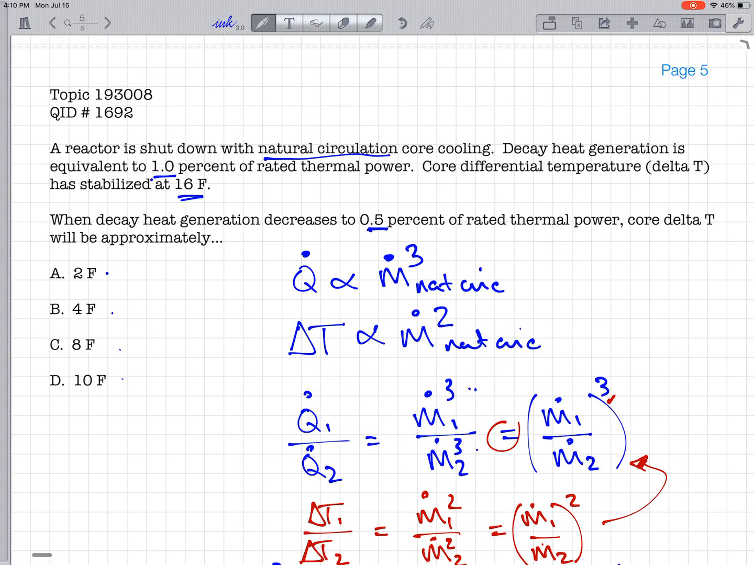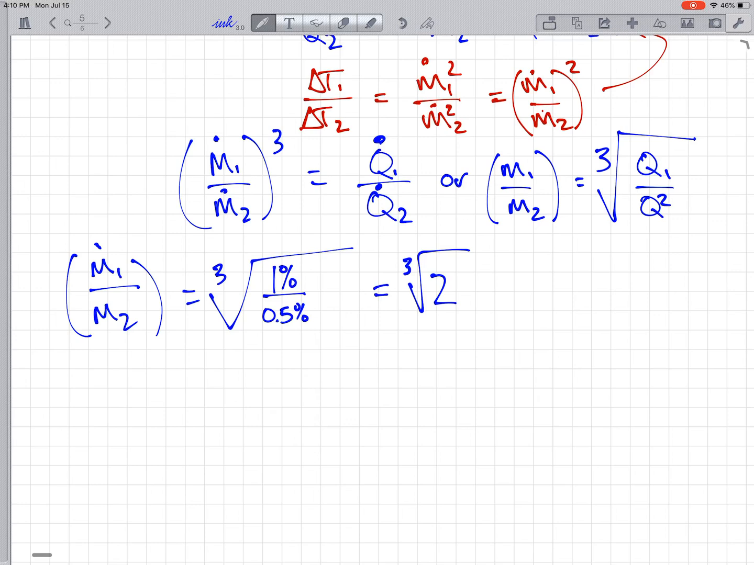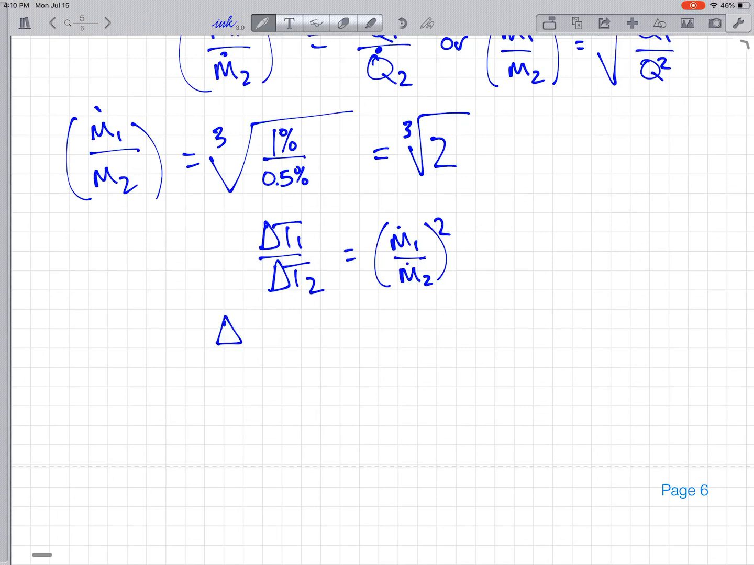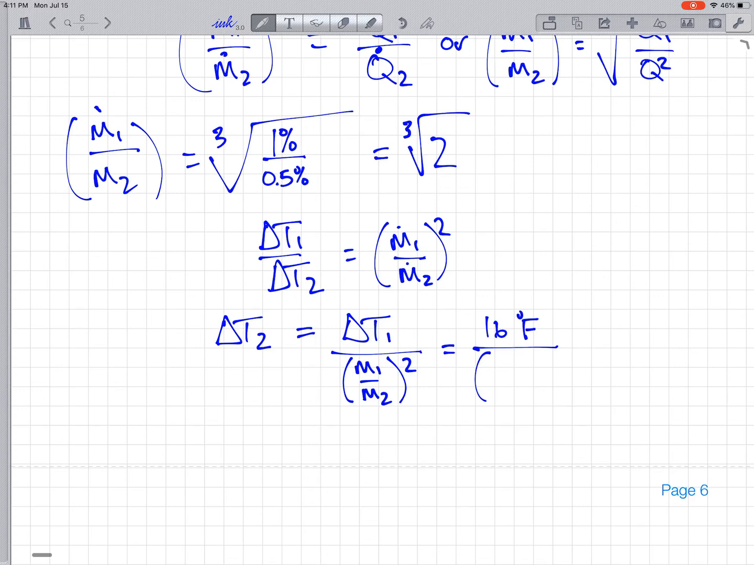Alright, so what are we looking for in this problem? When decay heat generation decreases to 0.5%, core delta T will be approximately, alright, it's looking for the second one. It's giving you the first core delta T. It's looking for the second one. So delta T1 divided by delta T2 is going to be equal to mass flow rate 1 divided by mass flow rate 2, squared. Alright. Now we move things around. Delta T2 is going to equal delta T1 divided by mass flow rate 1 divided by mass flow rate 2 squared. And that's going to be equal to 16 degrees Fahrenheit divided by the cube root of 2, quantity squared.